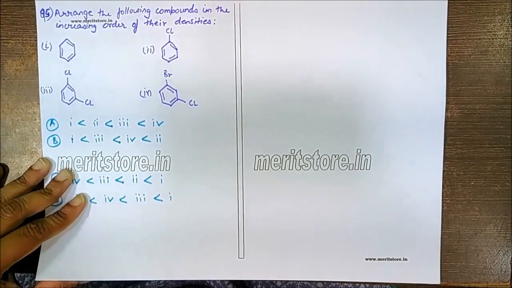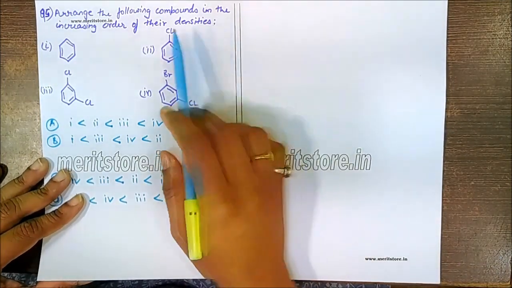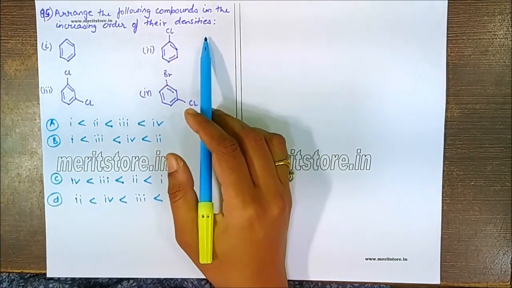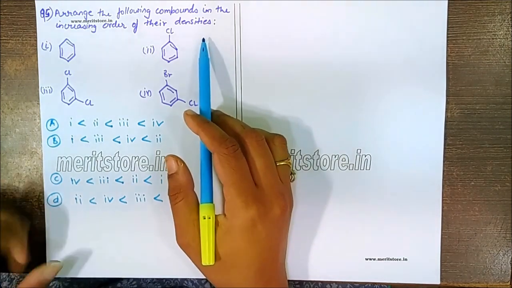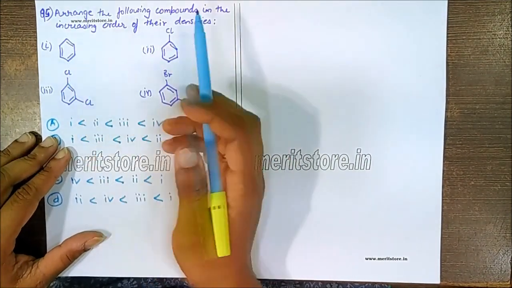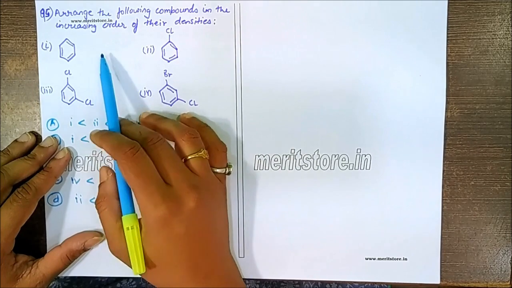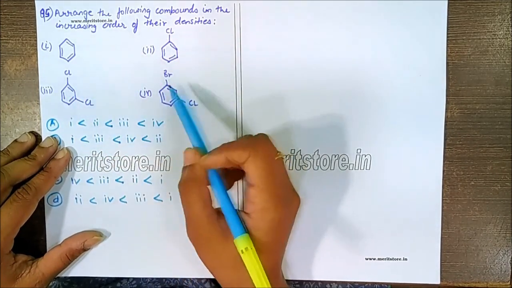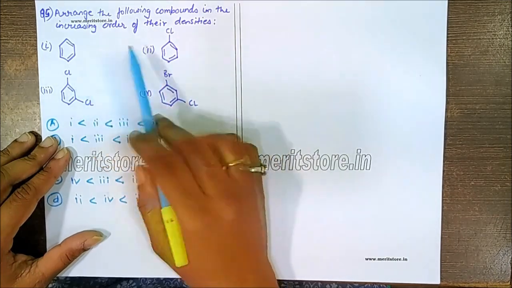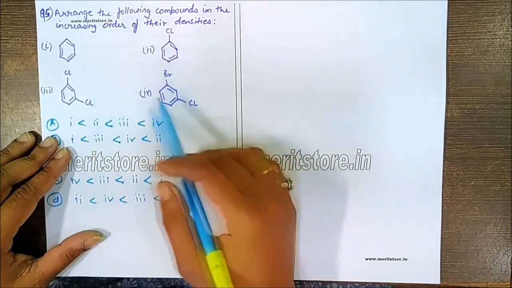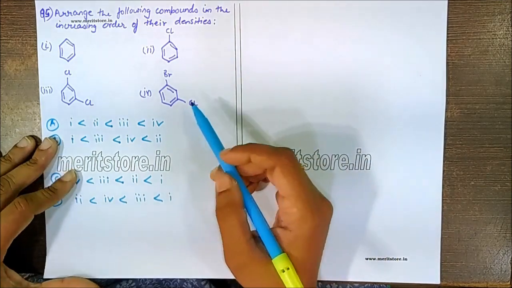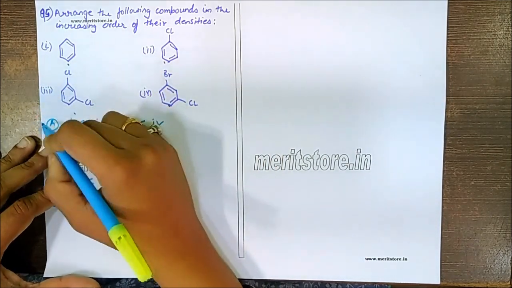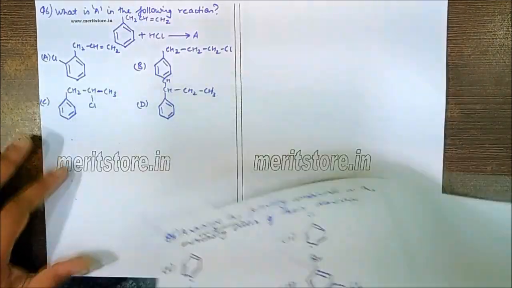Question number 5. Arrange the following in the increasing order of their densities. Amongst all of them, benzene will have the lowest density, as there is no substitution on the benzene. Then we can see there is chloro substitution, here also chloro, and there is bromine and chloro. As the atomic numbers and atomic masses go on increasing, the density will also go on increasing. Highest will be for 4, then 3, then 2, and the least is for 1. Hence our option is option E.